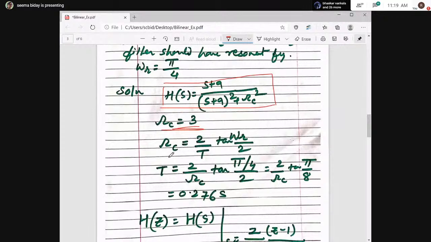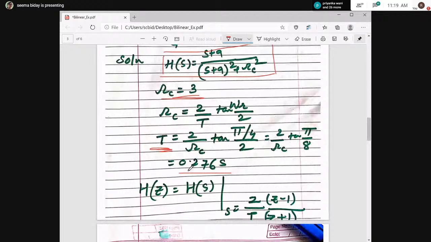Now, what is done after this? Write down omega c equal to, we know that 2 by T tan of omega by 2. So you can find out T, that is the sampling interval, which is not given. So T equals 2 by omega c tan of pi by 4 divided by 2, that is pi by 8, which is equal to 0.276 seconds. Is this okay? So this is how we can determine the sampling interval.